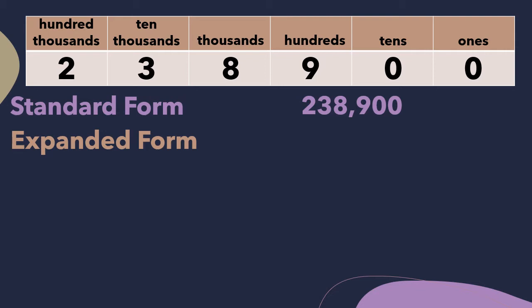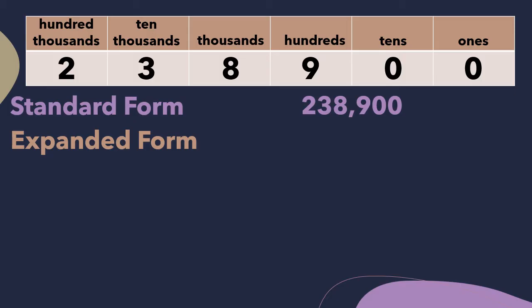Now, just like before, we also have expanded form. That's that stretched out form where we have to look at each of the digits and figure out the value of each. Now, if I have 2 in the 100,000s column, that would be 200,000 because 2 in the hundreds column is 200, so 2 in the 100,000s column is 200,000. If I have 3 in the 10,000s column, that would be 30,000 because 3 tens is 30, so 3 10,000s is 30,000. 8 in the thousands column would be 8,000, and 9 in the hundreds column would be 900.